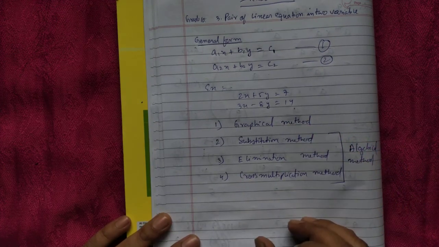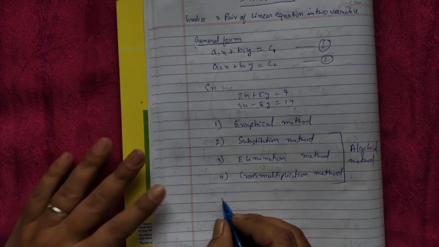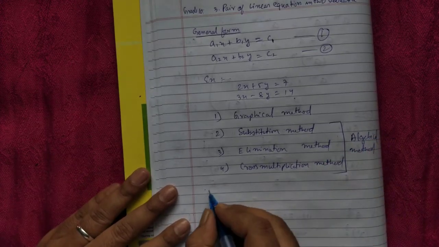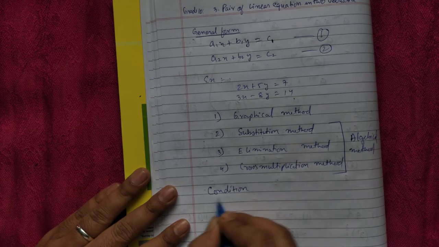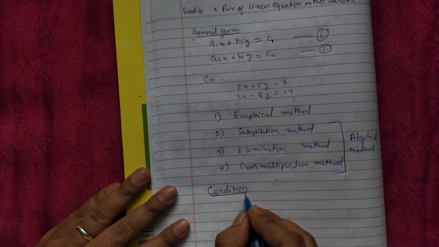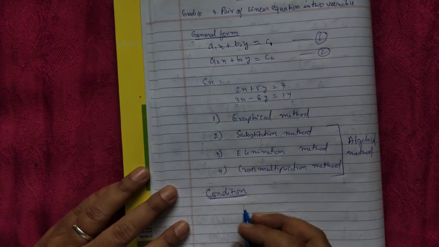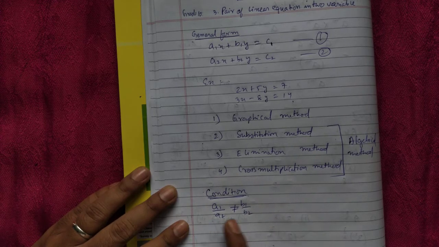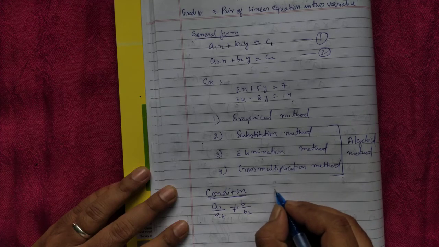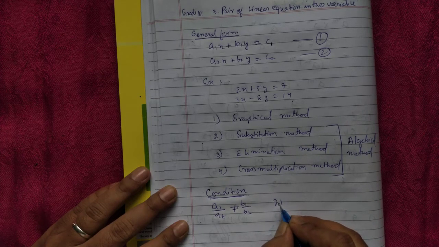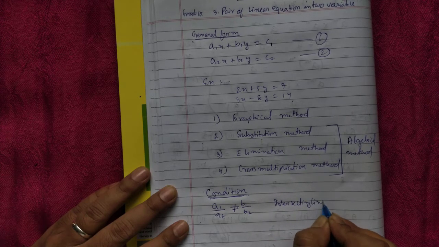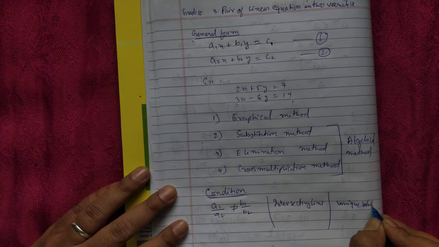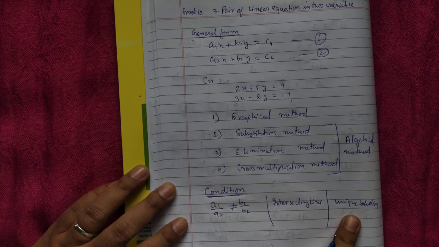you have to know some other relations also. For example, suppose in any equation, this is the equation, and you get a situation like this: if a1 by a2 is not equal to b1 by b2, then in the graph it will form intersecting lines, and it will have a unique solution. Unique solution means you will have only one value of x and one value of y.